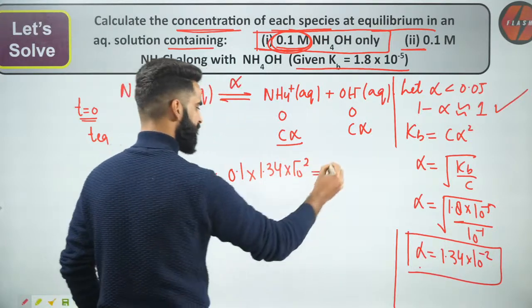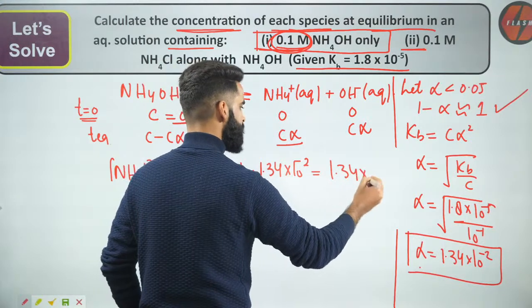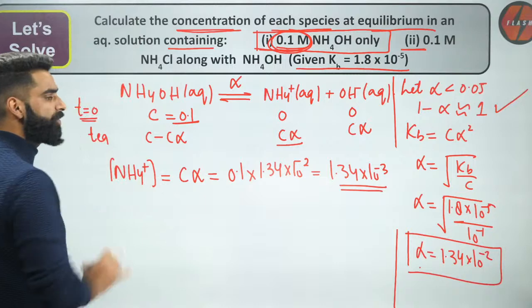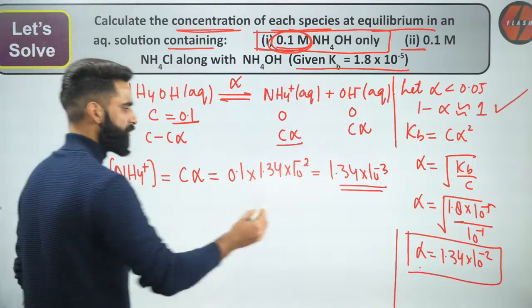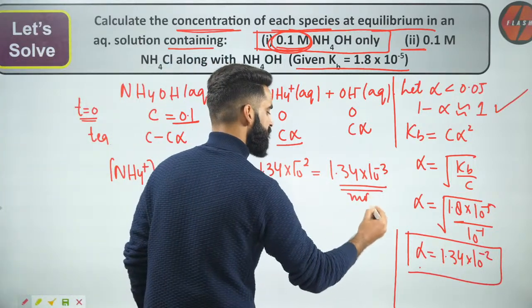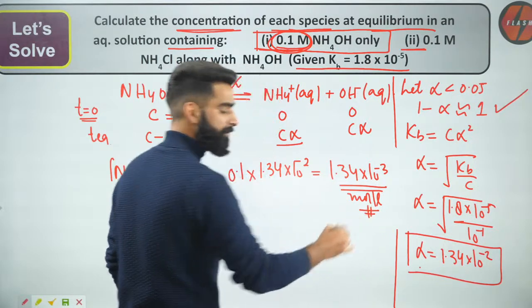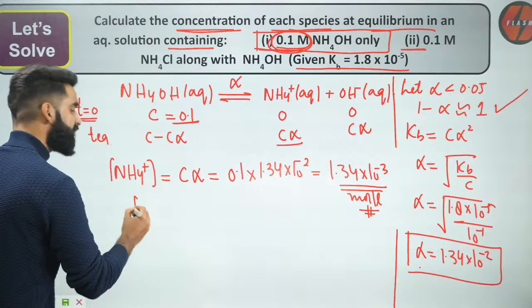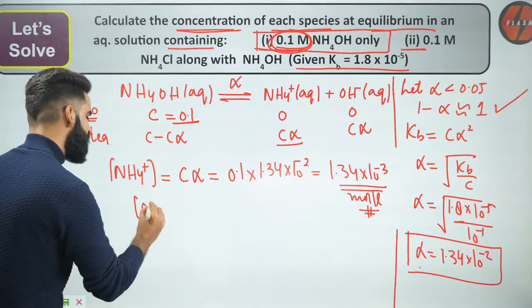So this value you'll be getting as 1.34 × 10^-3. This is going to be the concentration of NH4+ at equilibrium, and you can write its units as well. It's going to be moles per liter, because right now we are talking about concentration. Very simple. Similarly, can you calculate the concentration of OH- at equilibrium?